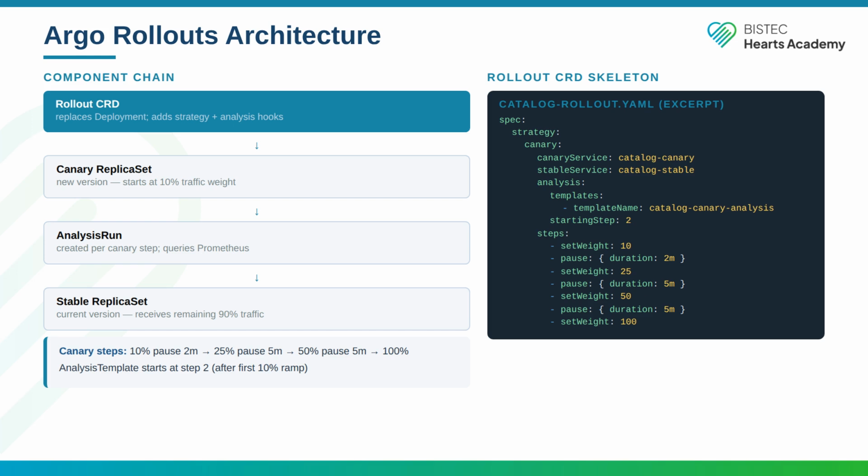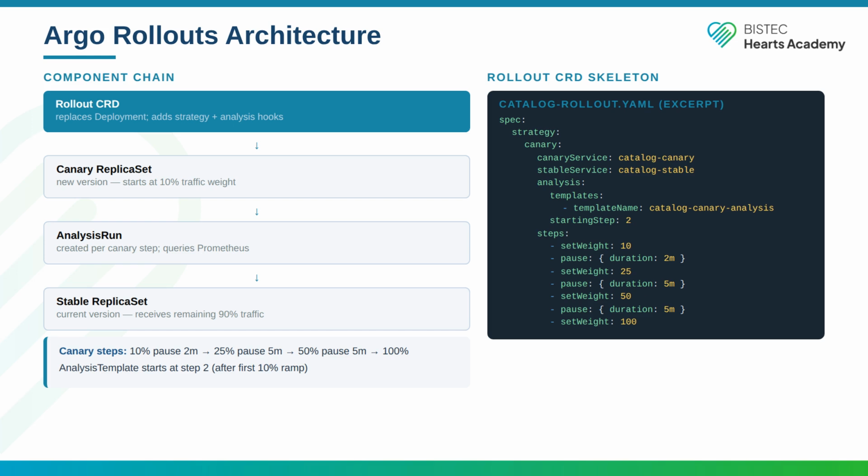The component chain works like this. The rollout controller watches rollout resources and creates replica sets, exactly as the deployment controller does, but it exposes a steps array that defines the rollout progression. Two services point to different replica sets. The Canary service points to the new pods, and the stable service points to the old ones. Nginx ingress splits traffic between them by adjusting annotation weights, which Argo Rollouts updates automatically as the Canary progresses.